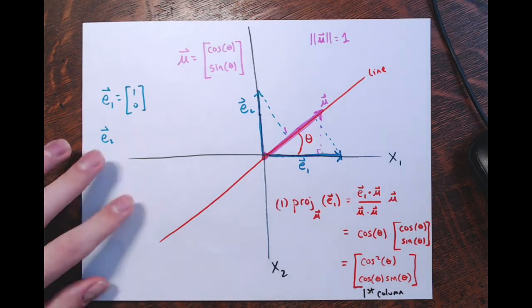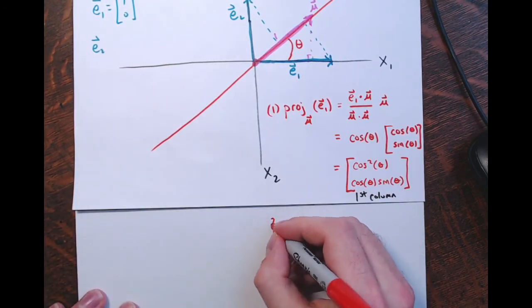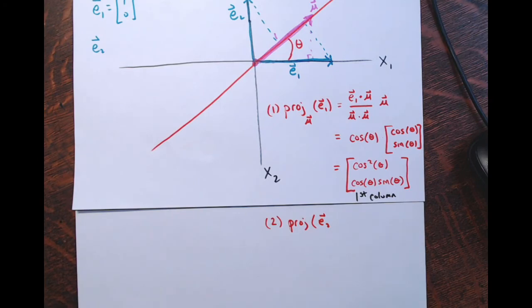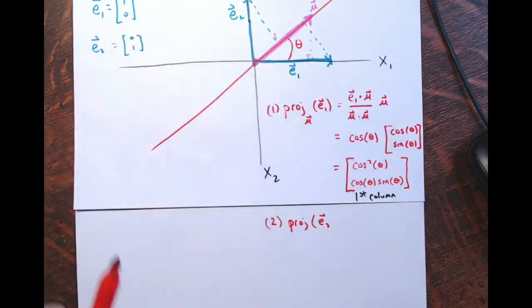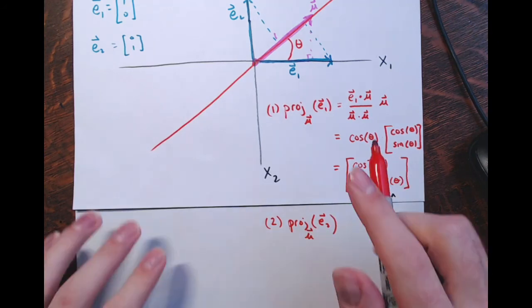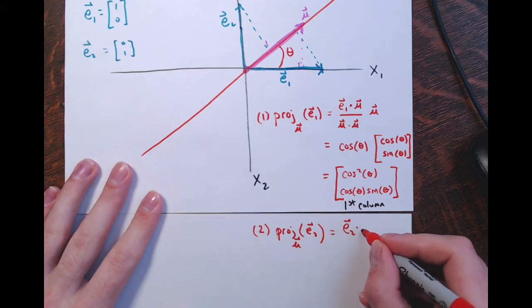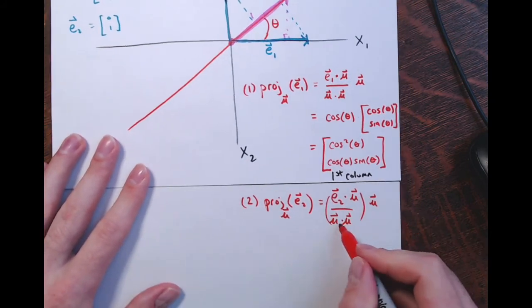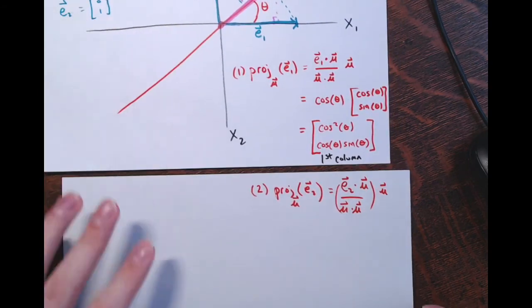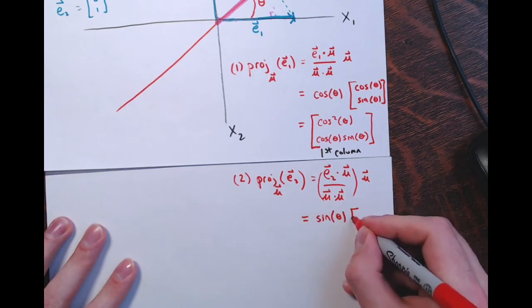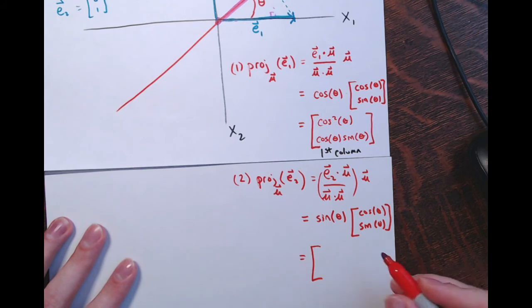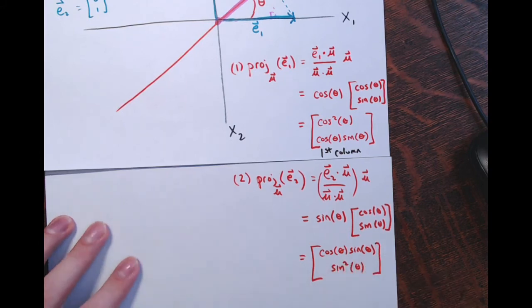Then 2. What's the projection of the second basis vector? Right, 0, 1. I didn't write it, did I? This is 0, 1. What's the projection of the second basis vector onto this line with the vector U? So again, that'd be E2 dot U over U dot U times U. Well, U dot U is going to be 1, and E2 dot U is just sine theta. So this is sine theta times vector U, cosine theta, sine theta, and putting the sine theta in, we get our second column: cosine theta sine theta, and then sine squared theta. And this will be the second column.